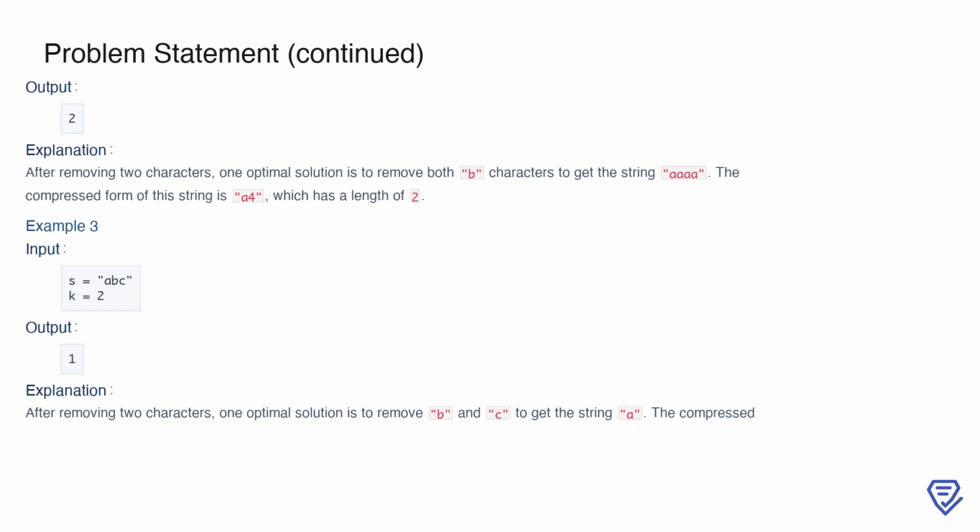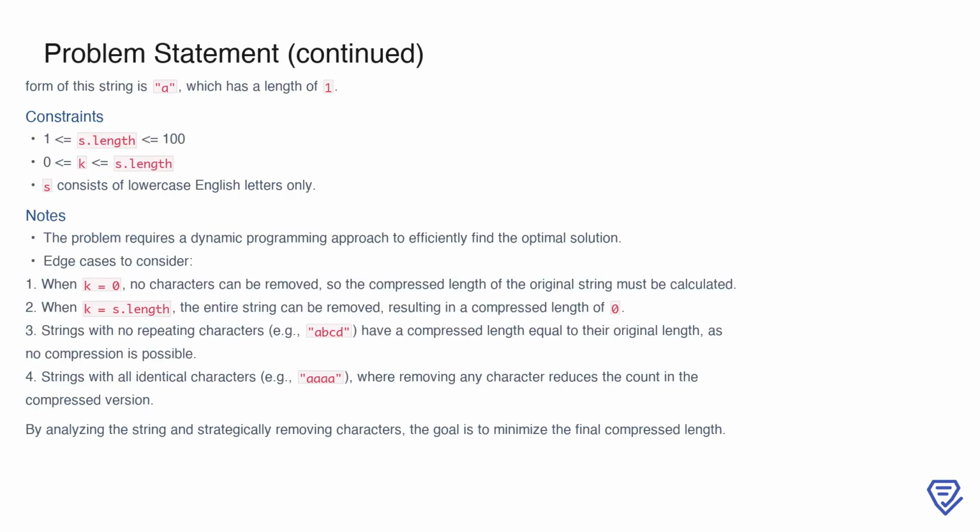Now, let's look at another example: if s equals abc and k equals 2. Here, we need to decide which two characters to remove to achieve the shortest compressed length. For the input s equals abc and k equals 2, the output is 1. By removing the characters b and c, we're left with the string a. The compressed version of this string is simply a, which has a length of 1. This illustrates how the problem can vary based on the input string and the value of k.